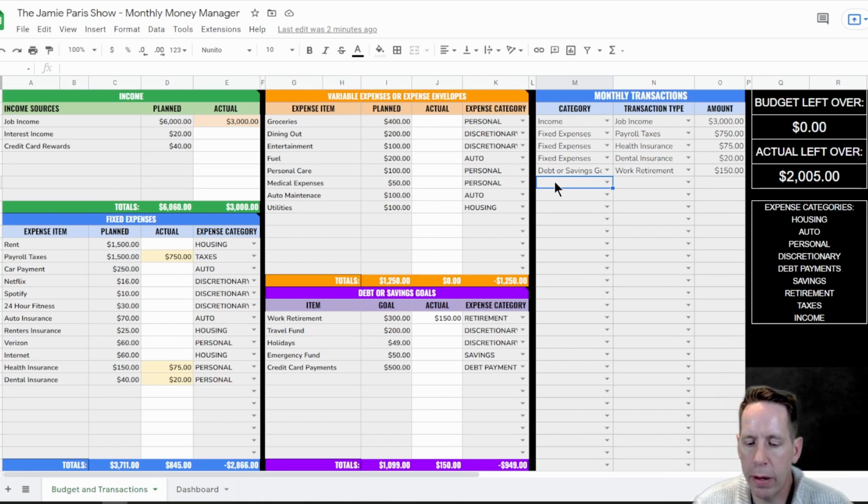So we're going to go ahead and pay their rent because that's due at this time. So it's just a fixed expense, then rent, and then that's $1,500. And then all their other fixed expenses are due after their next paychecks. We're not going to worry about any of those.